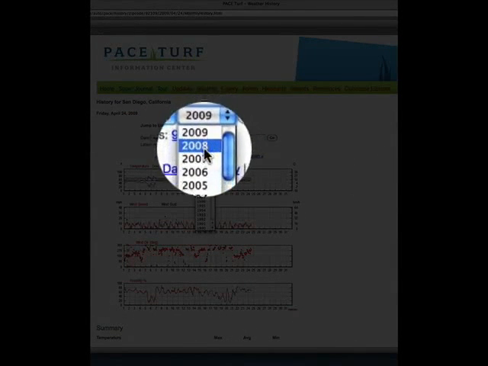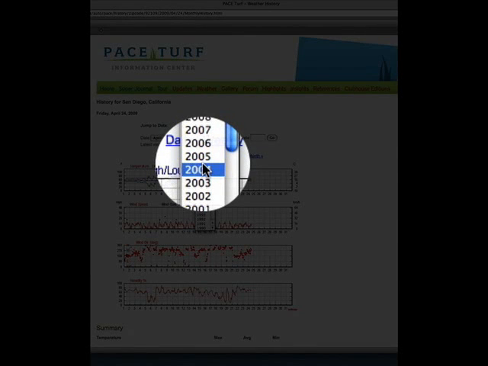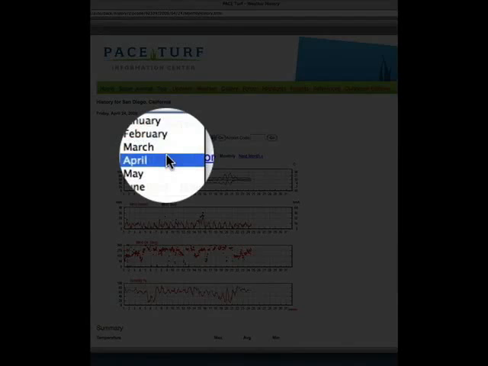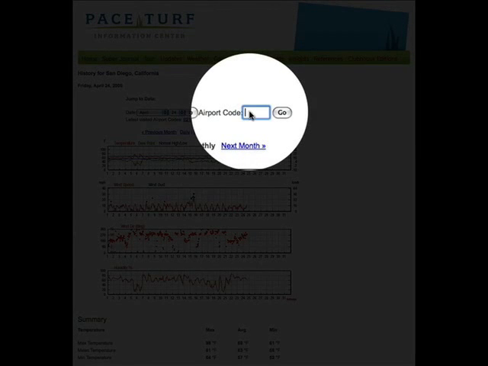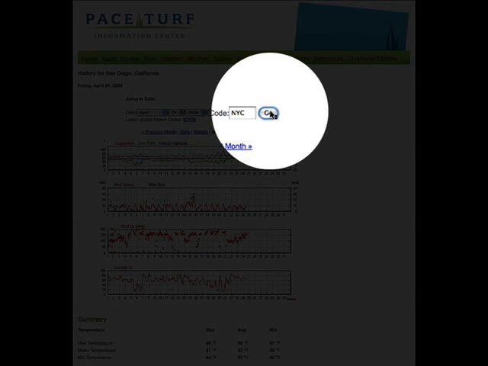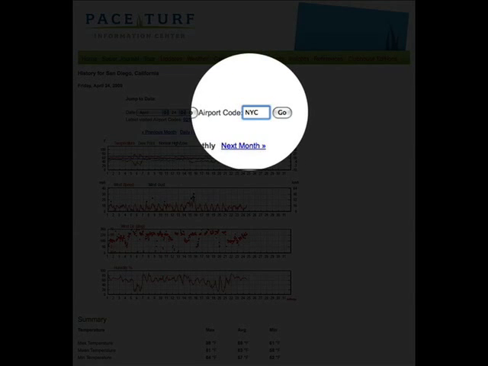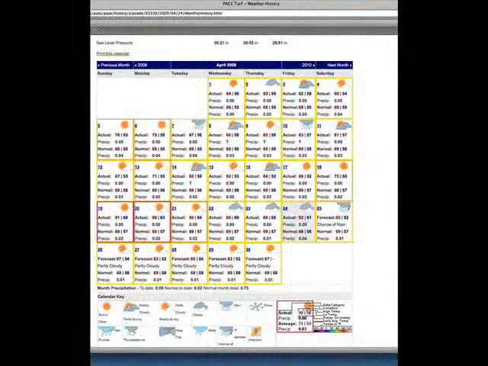You can easily compare this year's weather to weather from the past by selecting a different year or a different month. You can also look at the weather history from any other location of interest by entering in the airport code for that location. The weather history data for each month is also available in a calendar format.